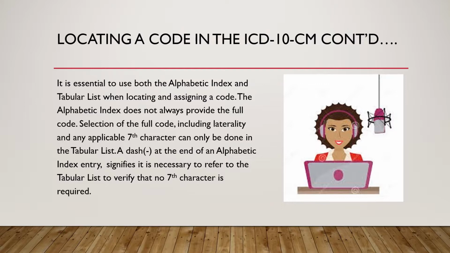The guideline states that we've included the full laterality of the code, and to ensure that there isn't a seventh character that must be assigned to that code that we have located in the alphabetic index. So again, because ICD-10 is way more detailed than ICD-9, it is important that you always start off in your alphabetic index and confirm your code in the tabular list.